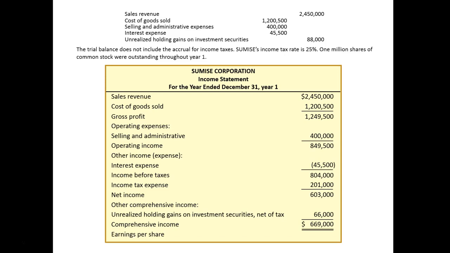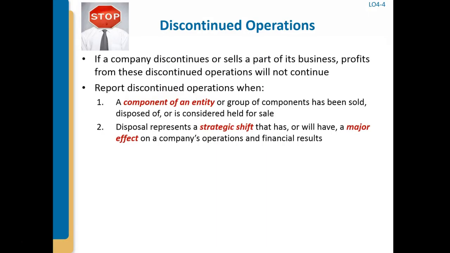Our earnings per share is going to be the income divided by the number of shares outstanding, 1 million shares, gives us our 60 cents earnings per share.